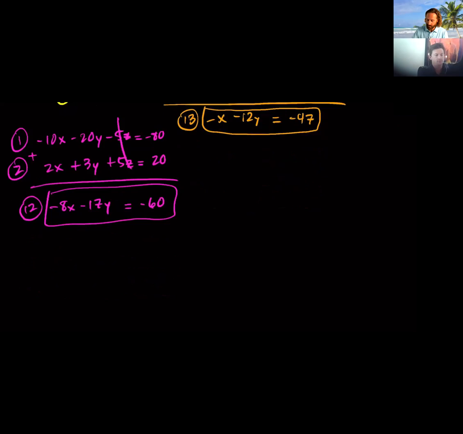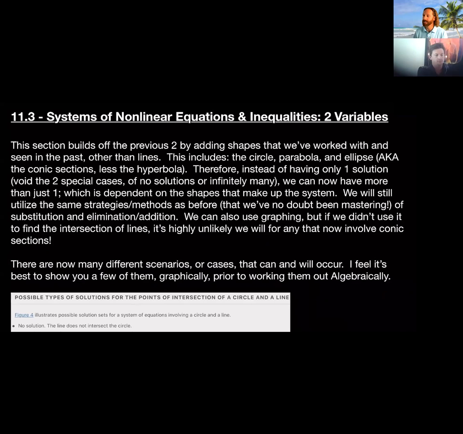And of course, we're going to just keep adding a little bit more. So 11.3 is systems of nonlinear equations. And then we're going to even add in inequalities. So the good news is, even though we're adding more things, which are not just lines, and these things where they're not just equals, we're going to go back a step. We're going to go back to two variables and two equations. So that's the good news. The bad news is they're not just going to be lines anymore. And they're not just going to be equations anymore. They're also going to include the less than, the greater than, the less than or equal to, or greater than or equal to.